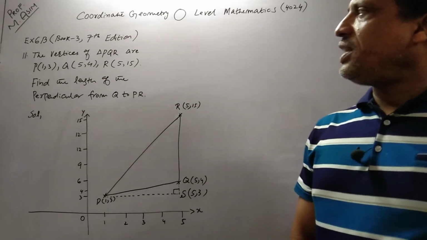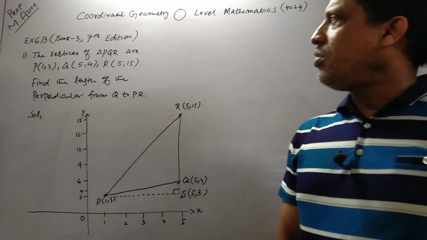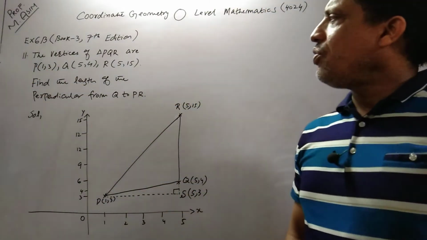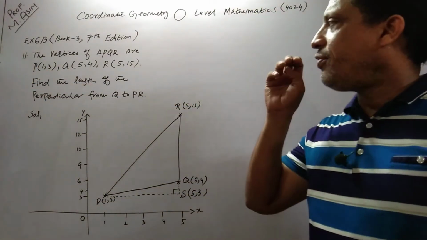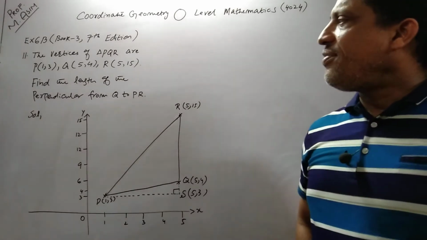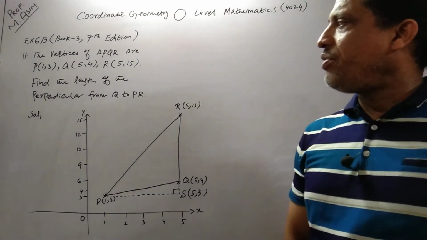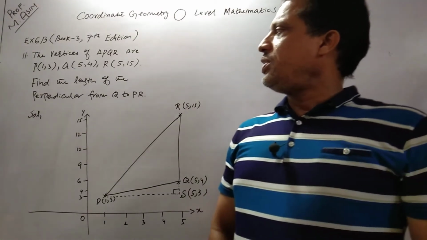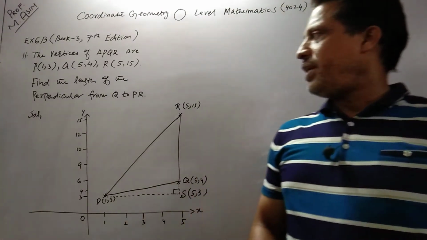The question is: the vertices of triangle PQR are P(1, 3), Q(5, 4), R(5, 15). Find the length of the perpendicular from Q to PR. So the question is to find the length of the perpendicular.